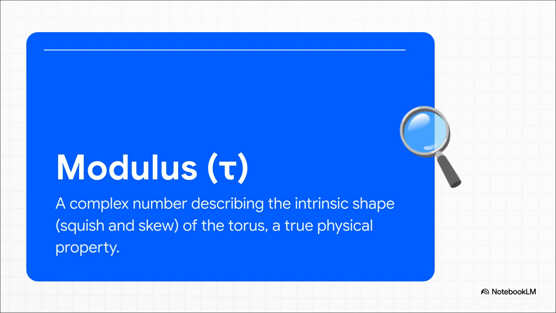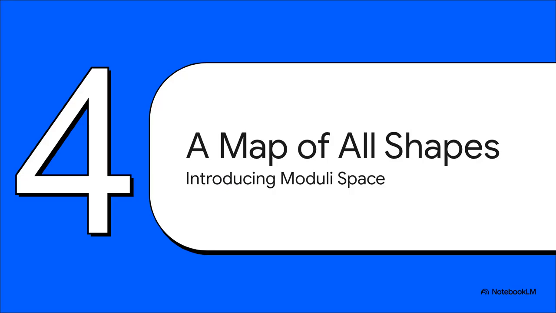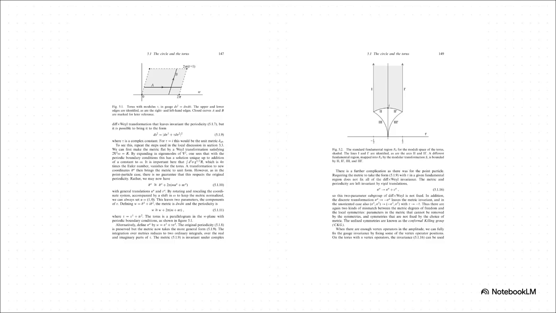This isn't a math artifact. It's a real physical property of the world sheet's geometry. And this leads to an incredibly powerful idea. If this one number, tau, describes the unique shape of our torus, then we can actually make a map, a complete catalog of every single possible shape a torus can have. So any parallelogram you can possibly draw, each with its own unique squish and skew, corresponds to exactly one point on this map on the right.